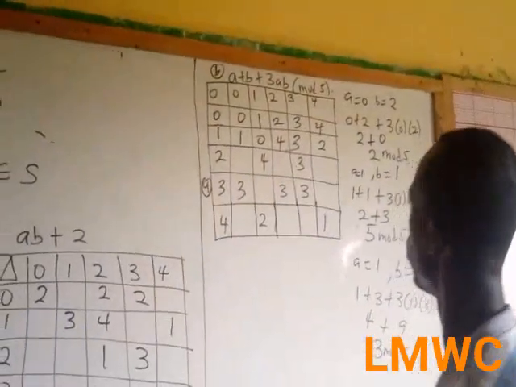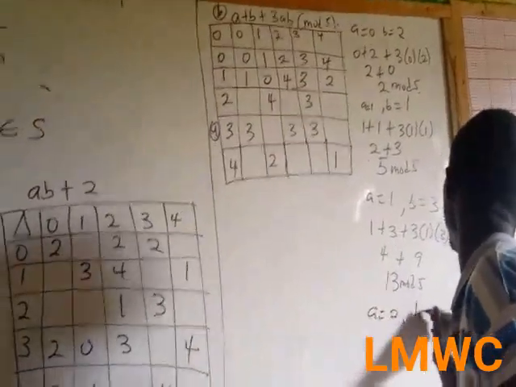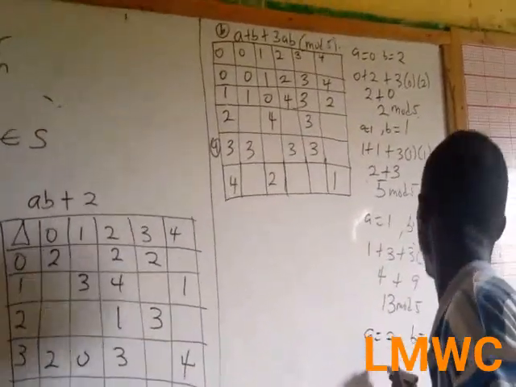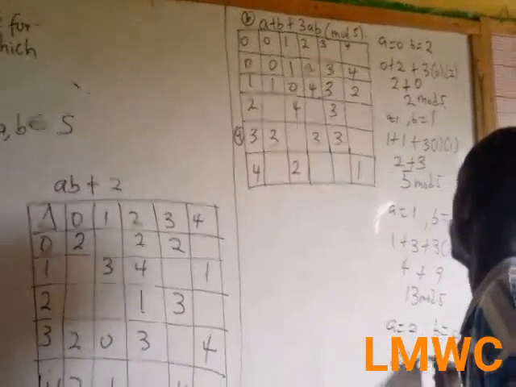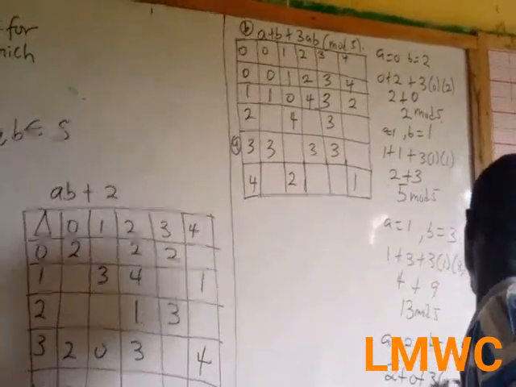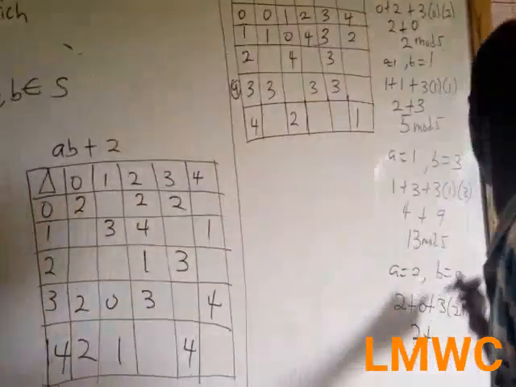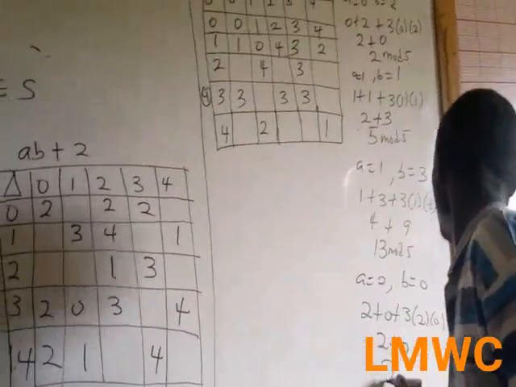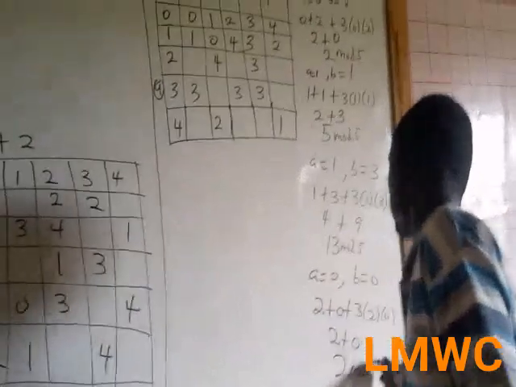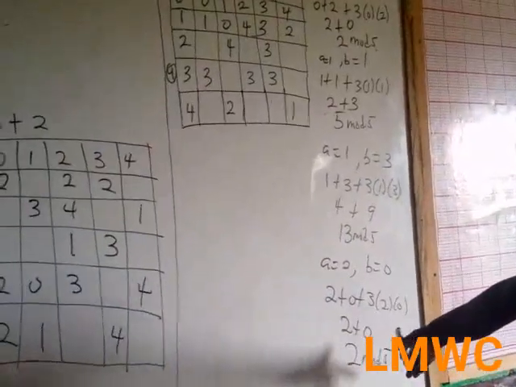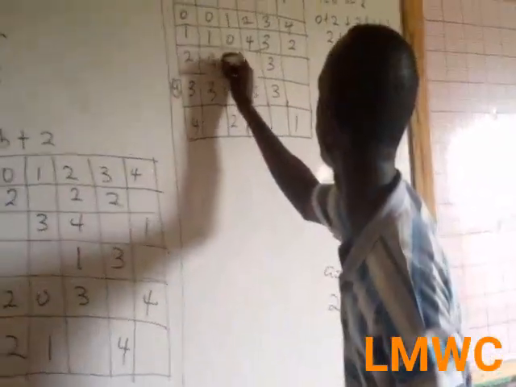Let us take this column. What is A? A is 2 and B is what? 0. So it becomes 2 plus 0 plus 3 times 2, 0. 2 plus 0 is 2, plus 3 times 2 times 0 is 0. So we have 2 mod 5. And this 2 is less than the mod, so you write the 2.